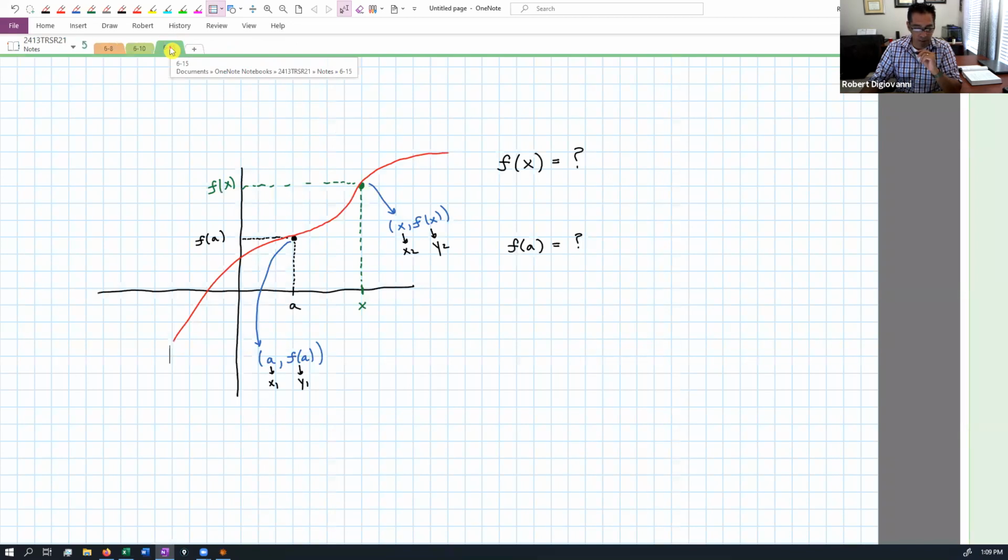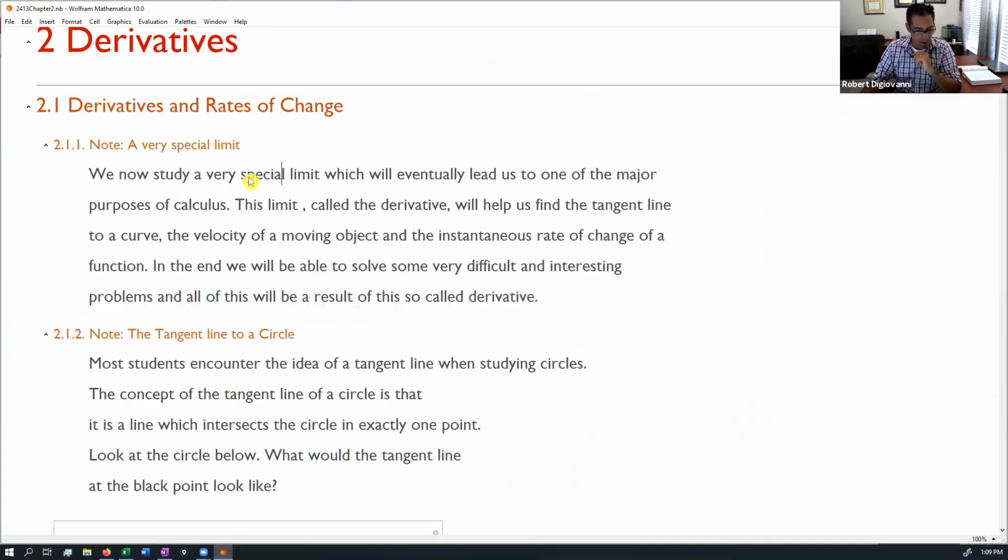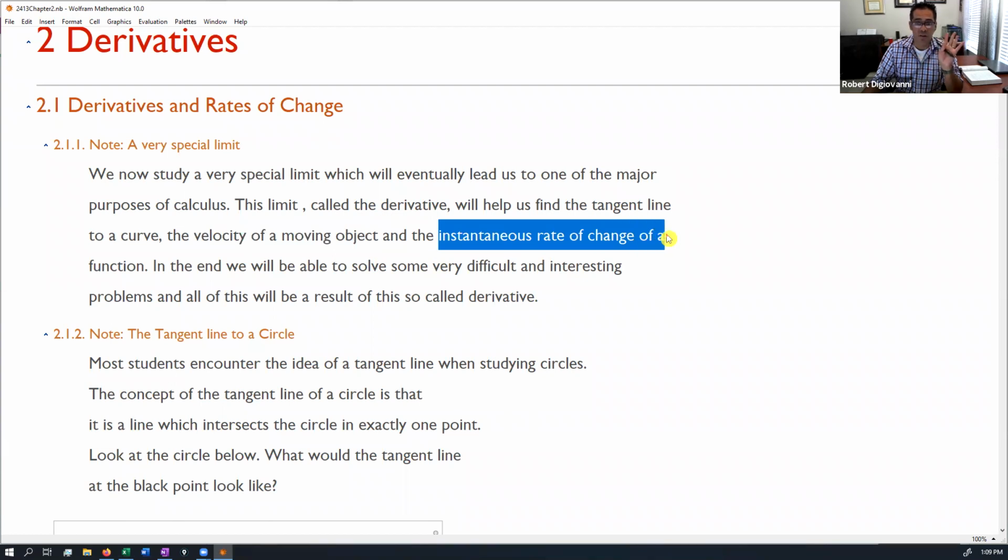It's one particular type of limit that we can encounter that will eventually lead us to basically the major idea of what Calculus 1 is about. And that limit is going to be called the derivative. It's going to be what helps us find the tangent line to a curve. We can also find velocities of moving objects. Using this, we can find instantaneous rates of change of basically any function, which I'll explain later as we get into this more. But this is a major thing here.